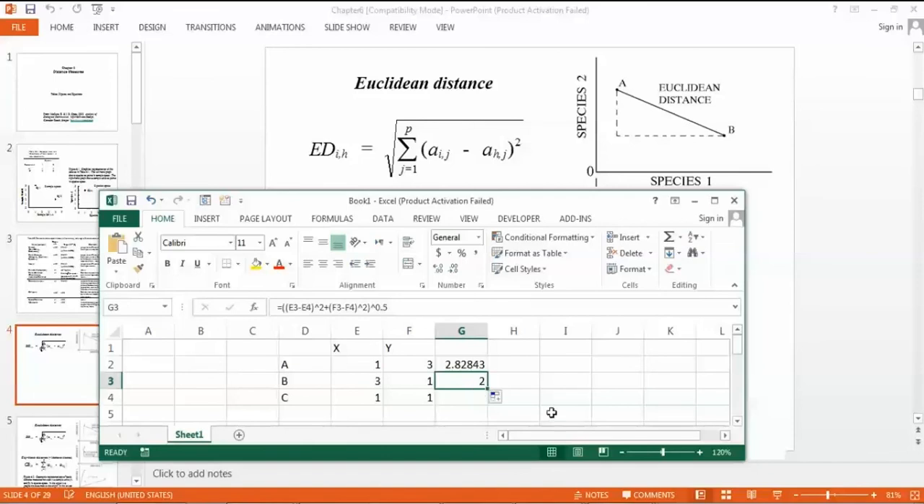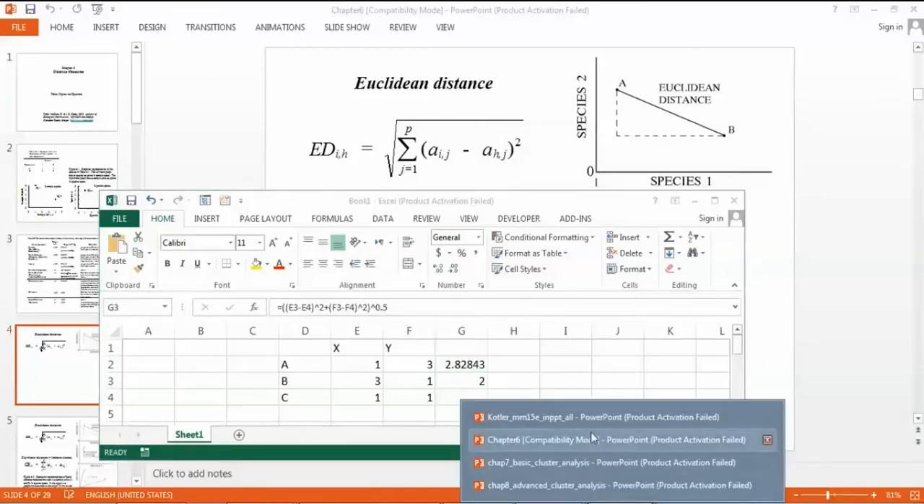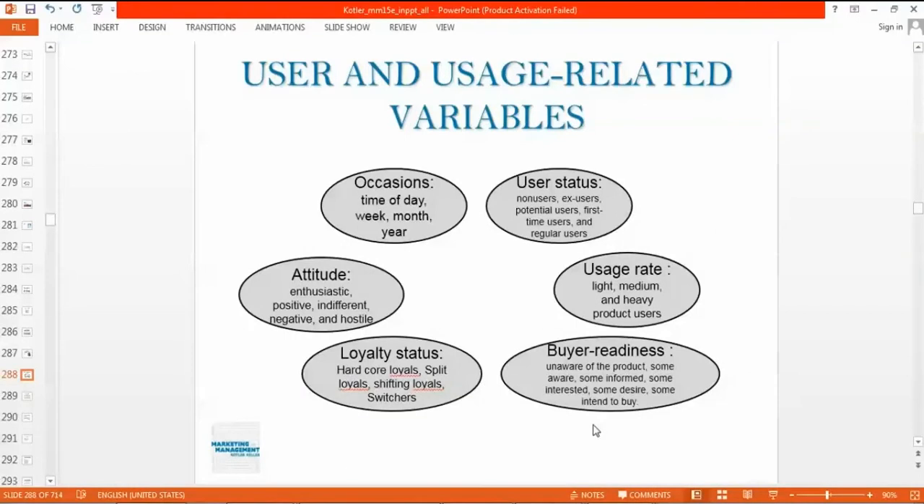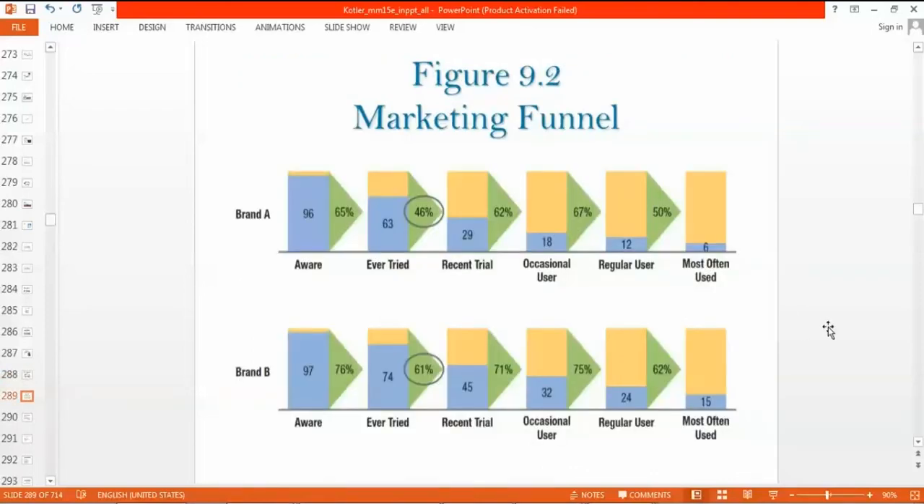All right. So that is okay. And then, next is the marketing funnel. When you have a clustering model, you also would like to see how they respond to the marketing funnel.